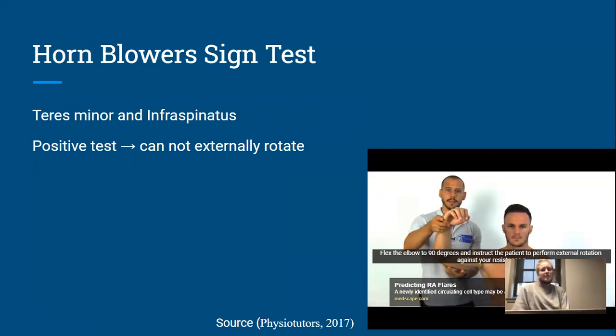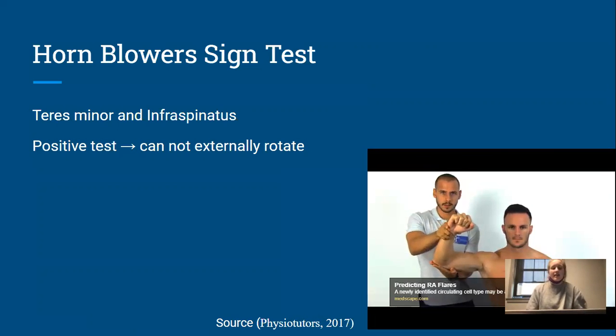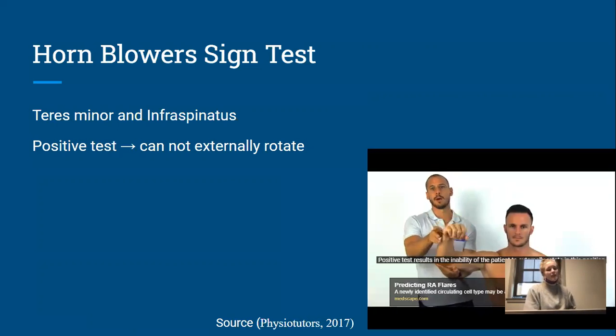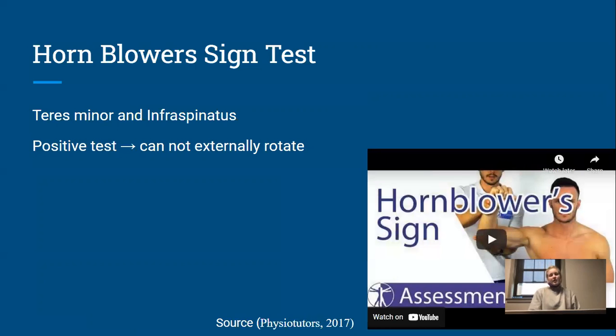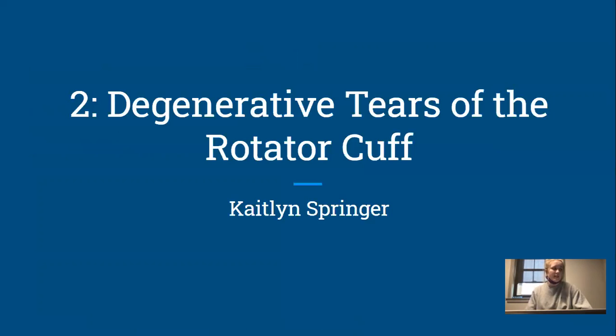You'll have the patient sit down and have the patient's arm at 90 degrees of abduction in the subscapular plane with the elbow flexed at 90 degrees. The examiner will have the patient's arm supported at the elbow and have their hand on the patient's hand. The patient then attempts to externally rotate the forearm against the resistance of the examiner's hand. If the patient cannot externally rotate, they assume the position characteristic of a positive hornblower sign test.